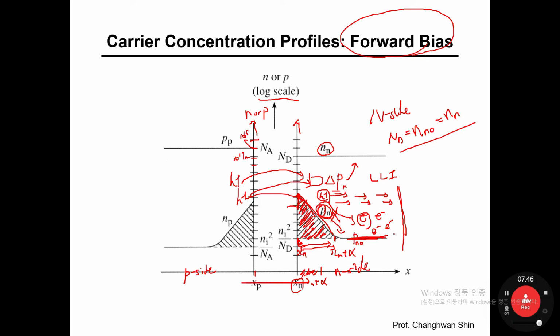The hole concentration in the n side at thermal equilibrium can be obtained from the mass action law. So you can use n naught p naught equals n sub i square. Instead of n naught, you can plug in n sub d, so p sub n naught is identical to n sub i square over n sub d. So that value you can find out here.